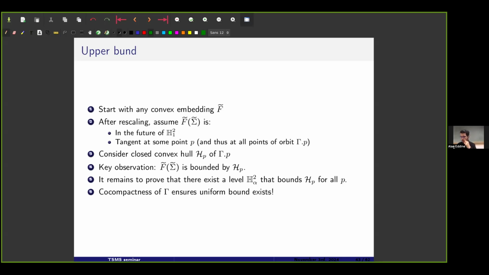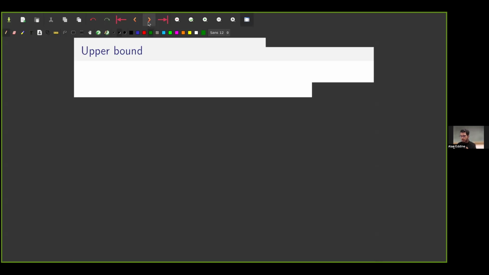So first of all, we will prove that the boundary of the convex hull is always bounded by some level. This boundary does not depend on P, it depends only on the orbit of P, because it is the same. So it depends only on P in some fundamental domain, and since gamma is compact, we can find a level that verifies this. Okay, so this will give us the upper bound.